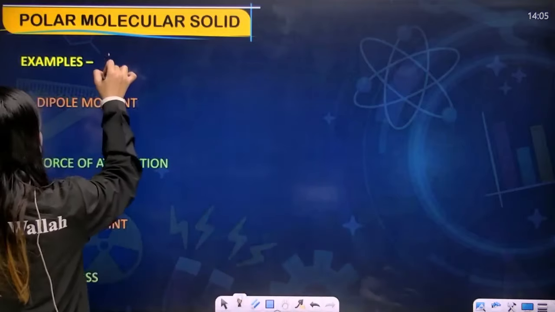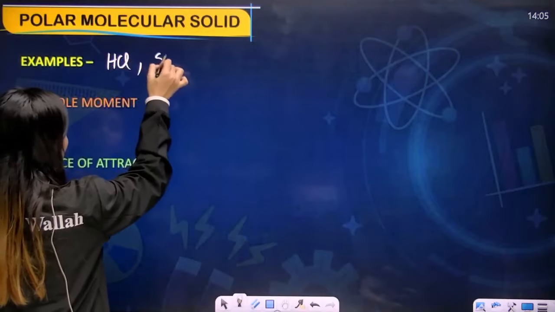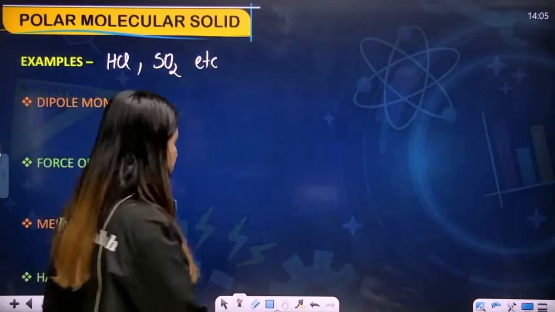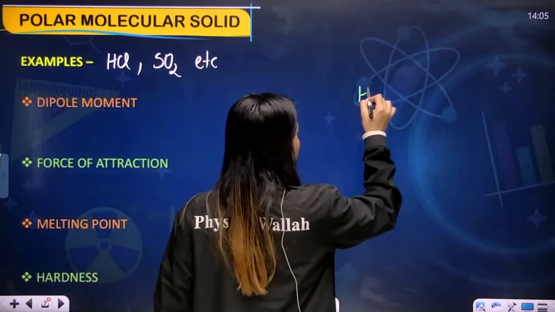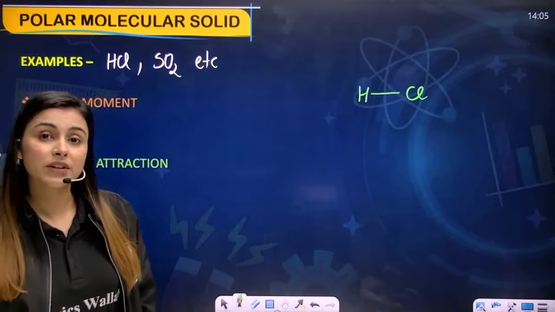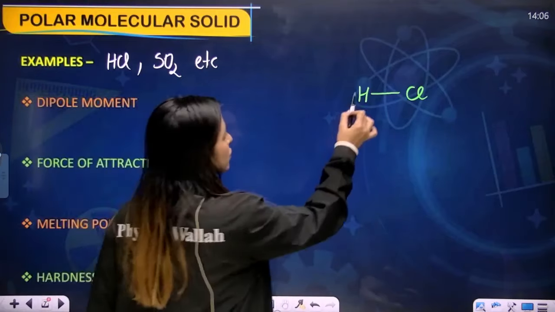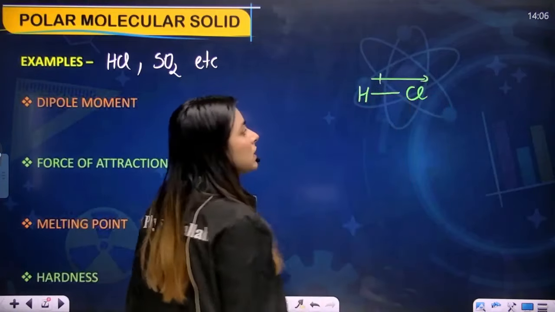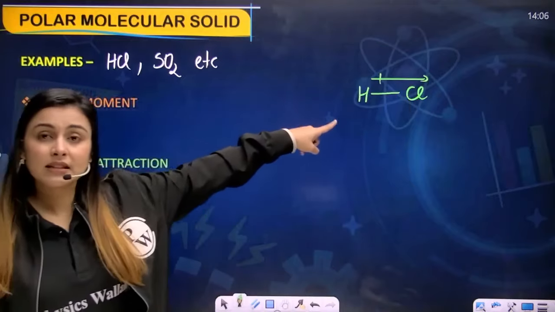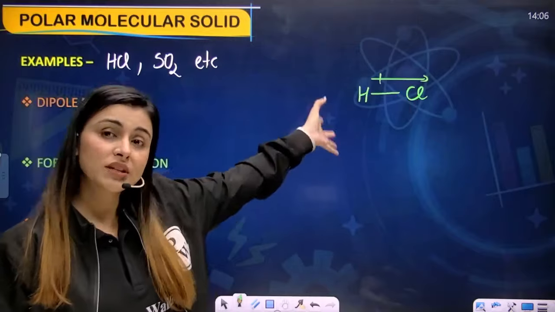Examples, my dear students: HCl, SO2, etc. All these are polar in nature. I'll just explain how they are polar. You have hydrogen and you have chlorine. Which of the two is more electronegative? Obviously, chlorine is more electronegative, so you will have something like this. You can see that there is a dipole moment shown here, so it is a polar molecule.